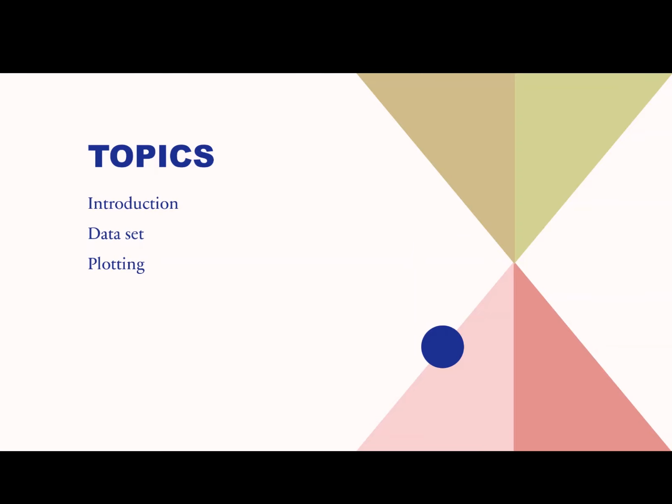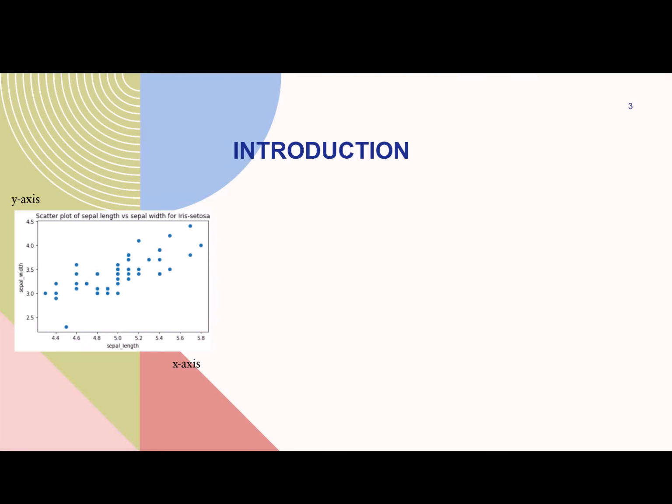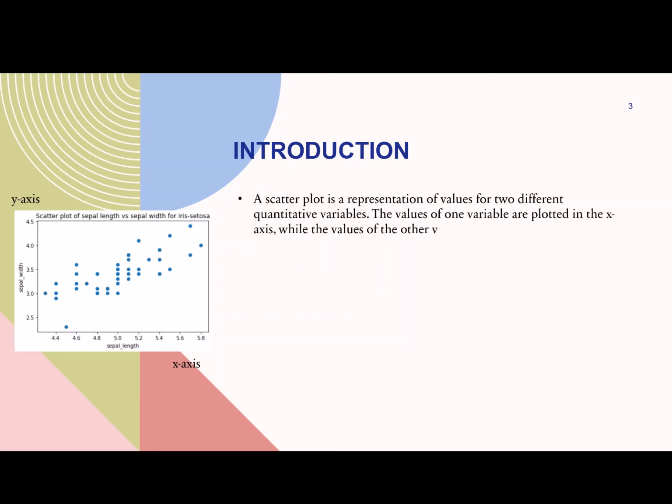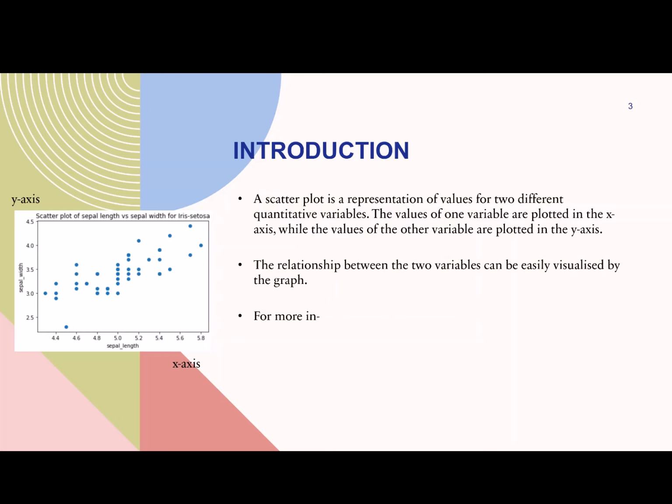Let's begin. A scatterplot is a representation of values for two different quantitative variables. The values of one variable are plotted in the x-axis, while the values of the other variable are plotted in the y-axis. The relationship between the two variables can be easily visualized by the graph. For further explanation on the concepts, refer to these links.